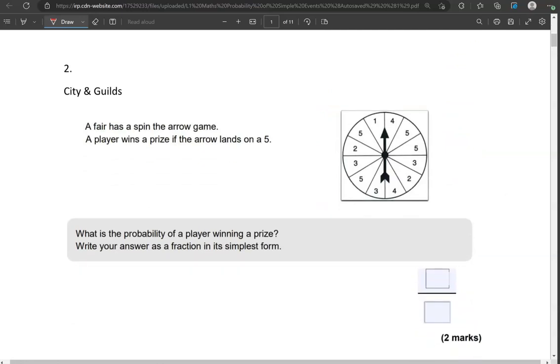A fair has a spin the arrow game. A player wins a prize if the arrow lands on a 5. What is the probability of a player winning a prize? Write your answer as a fraction in its simplest form.